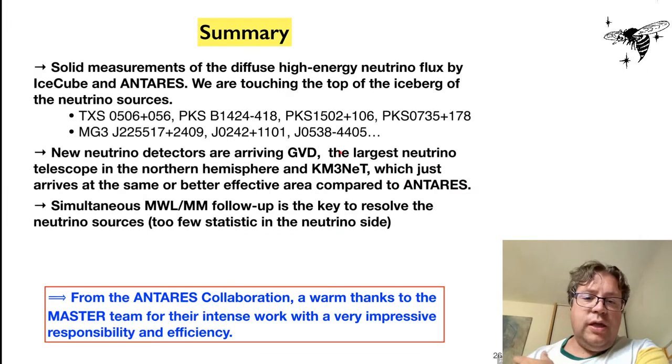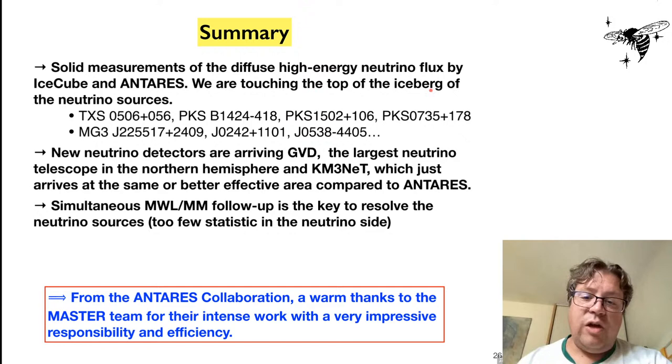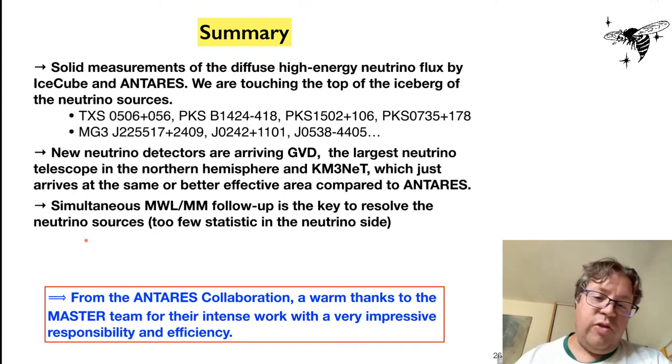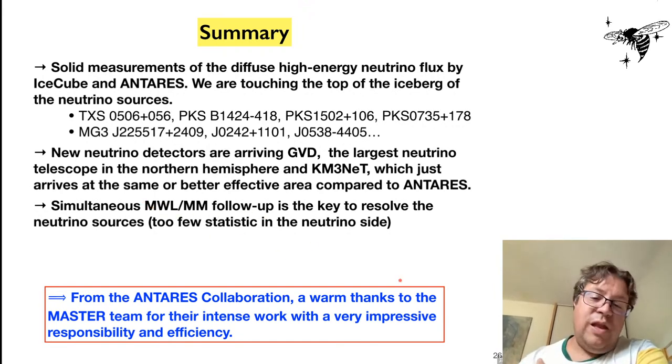And so I will conclude. Now we have a solid measurement of the diffuse flux by IceCube and ANTARES, and we are touching the top of the hill for individual neutrino sources, both on the ZAP but also on the TD. So we have new neutrino telescopes which are arriving. GVD is now the largest neutrino telescope in the northern hemisphere, and KM3NeT is also reaching quite similar sensitivity. And clearly the key in this system is the multi-wavelength and multi-messenger follow-up to reveal the neutrino sources, mainly because we have too few statistics.